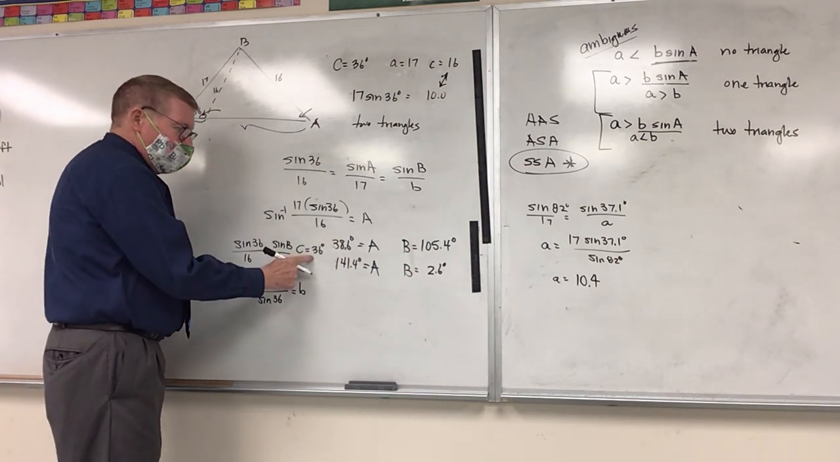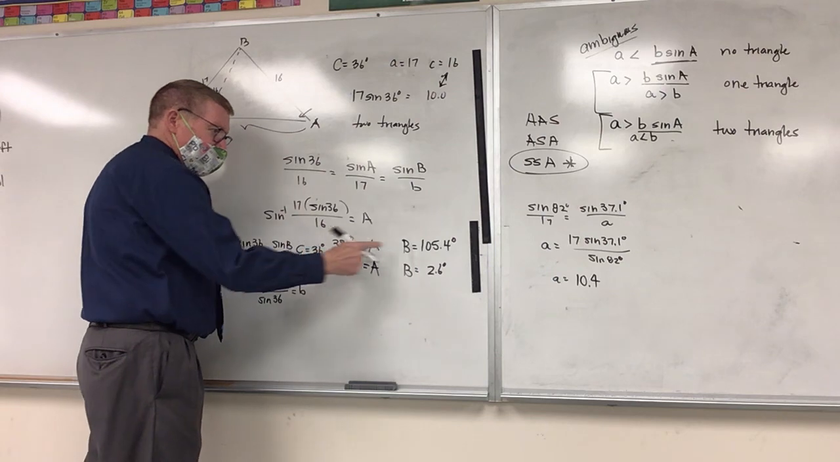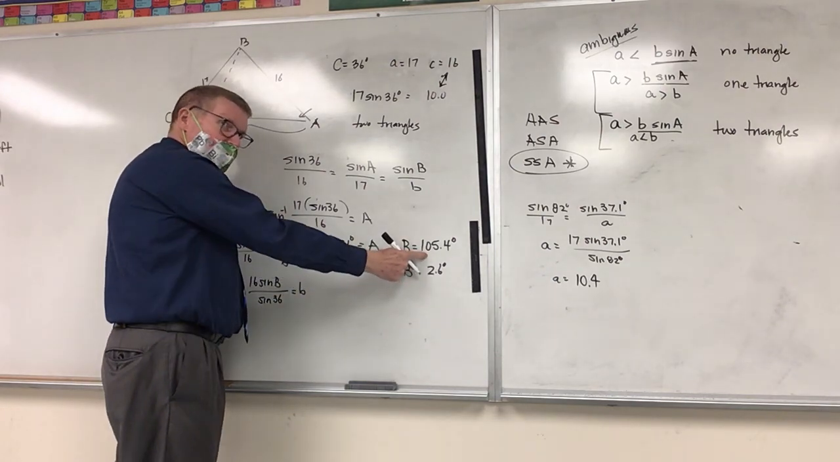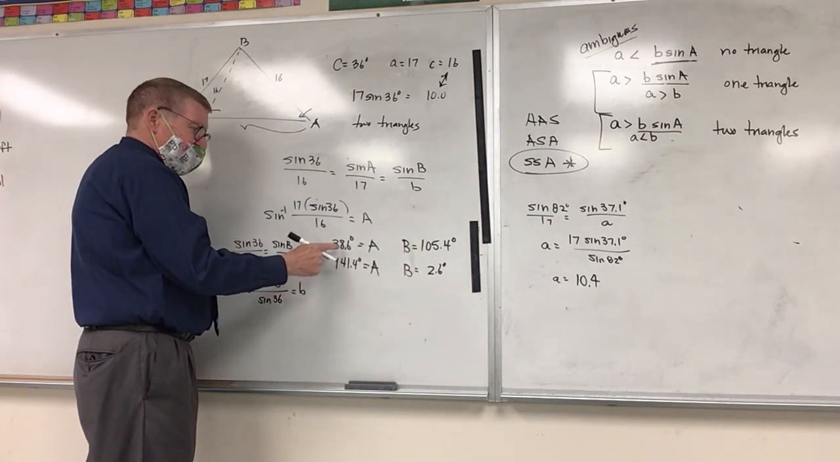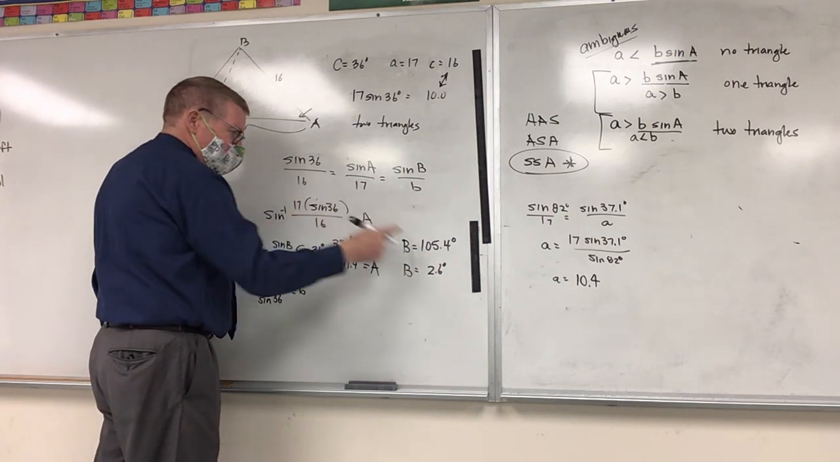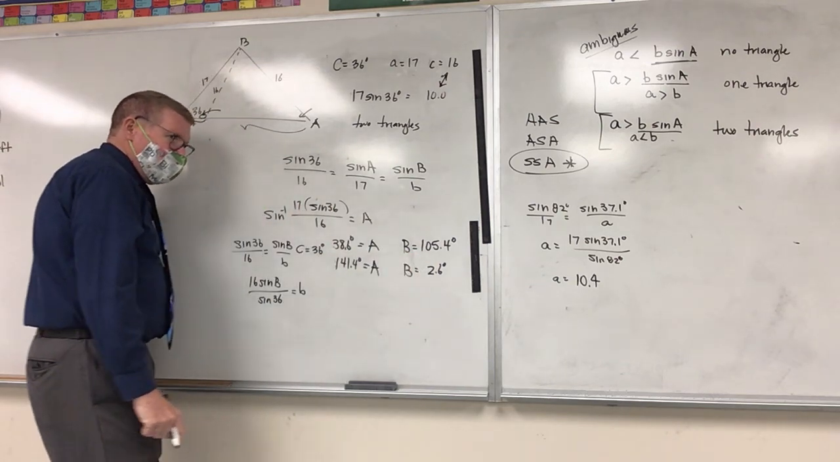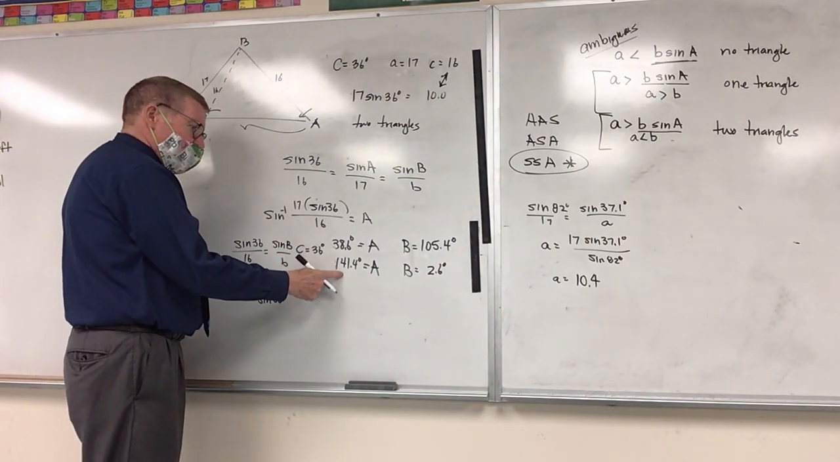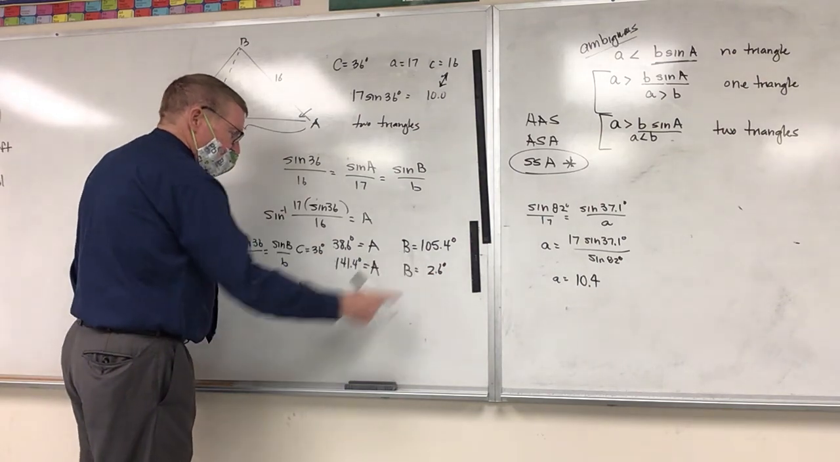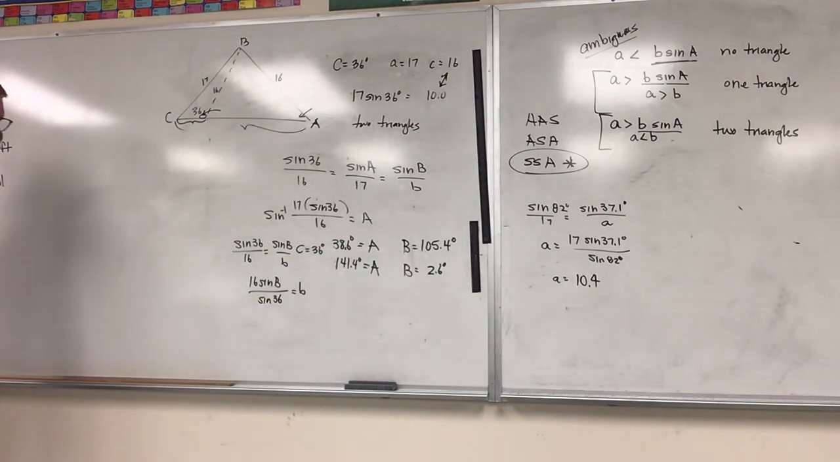All right, remember, if C is 36 and A is 38.6, we're going to take those two and subtract from 180, we get 105.4. Remember, angles of a triangle add up to equal what? 180. If I know two of them, how am I going to find the third one? Okay. Here, 36 and 141.4, subtract from 180, should be 2.6.